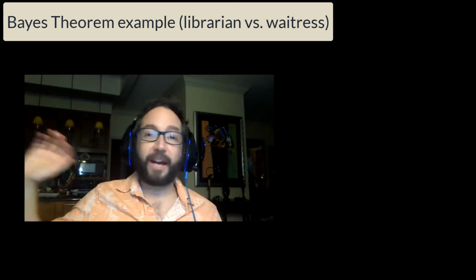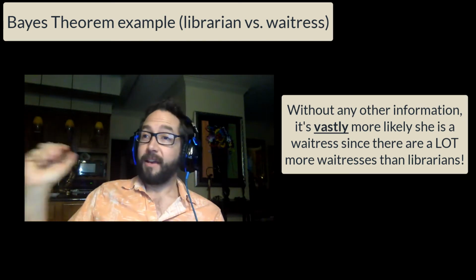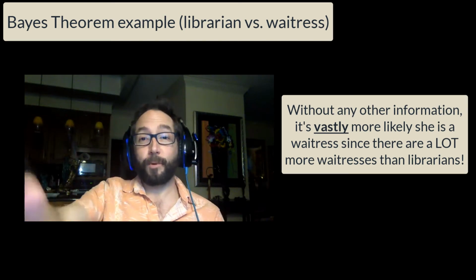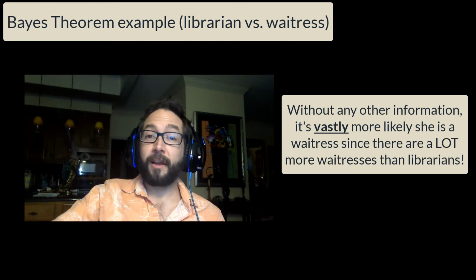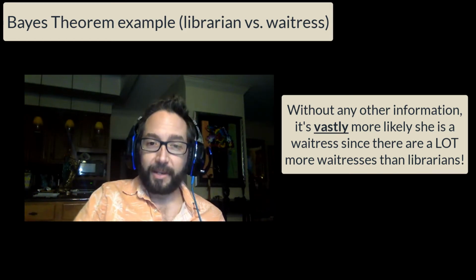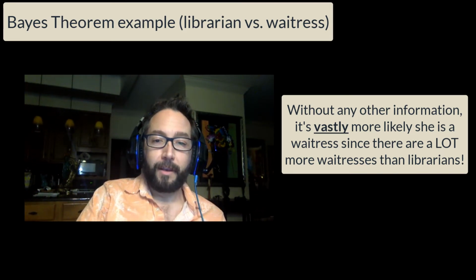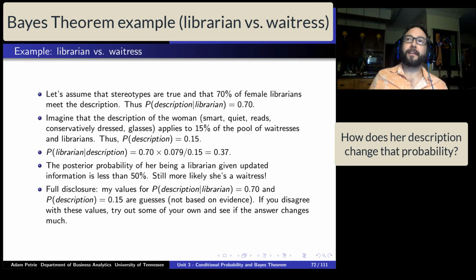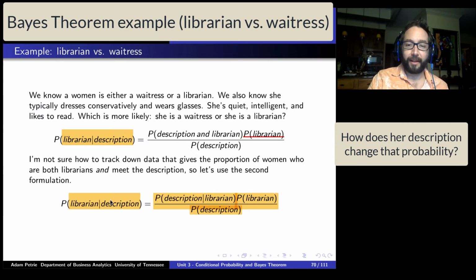So just without any other information, asked, hey, is this randomly picked woman more likely to be a waitress or a librarian? Well, much more likely to be a waitress. So now, how do we factor in the additional information that we have? We want to condition our probability that she's a librarian on this description. We're updating our understanding of reality here. And so one of these probabilities, the prior probability, we've calculated; we need the remaining 2.